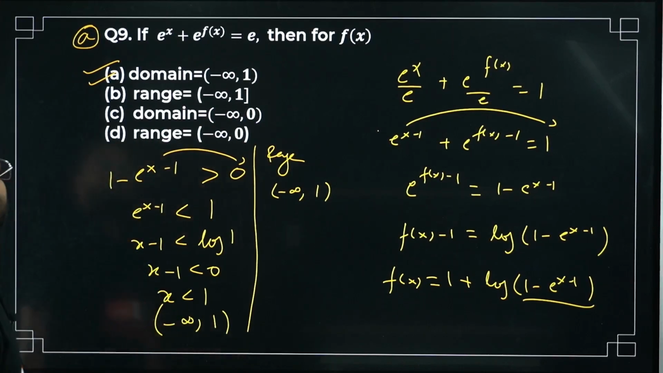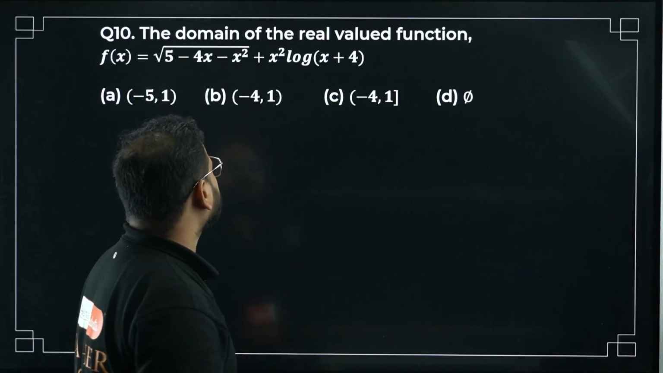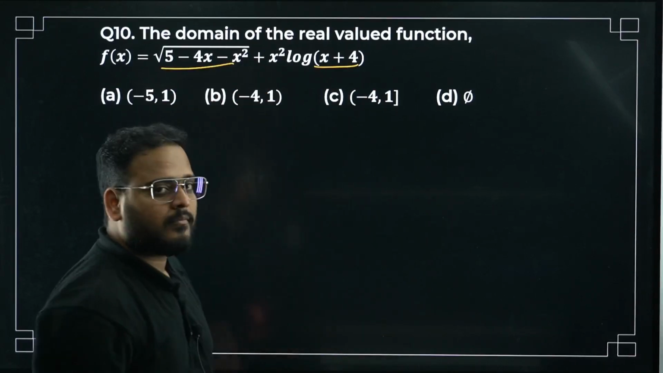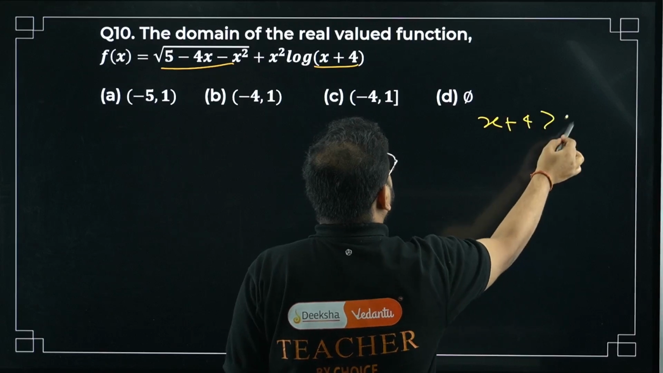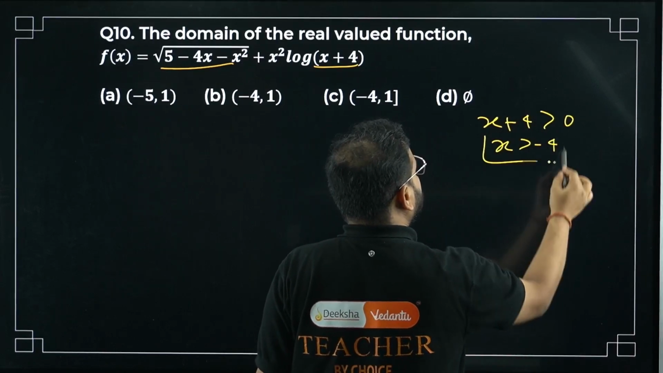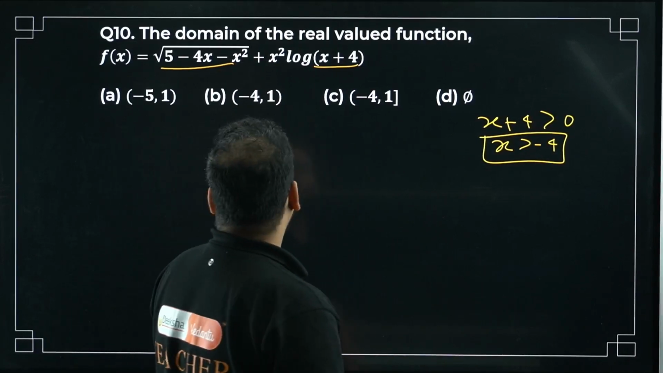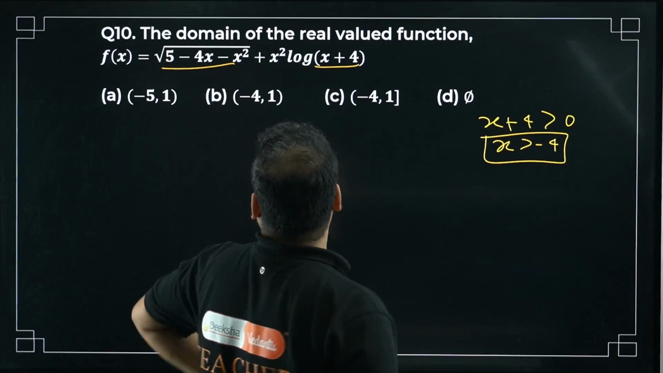Okay, so let's move on to question number 10 now. Domain of the real valued function. Apply constraints over here and over here. First constraint is x plus 4 should be greater than 0. It means x has to be greater than minus 4. First thing is this. Clear?